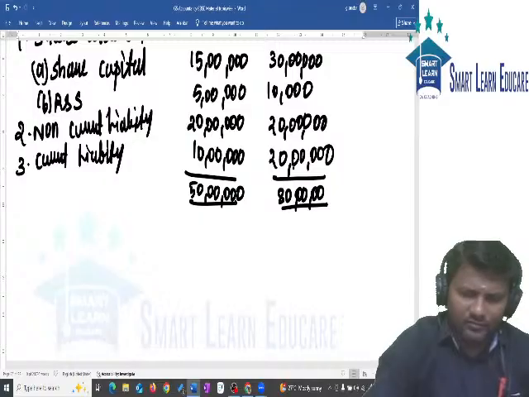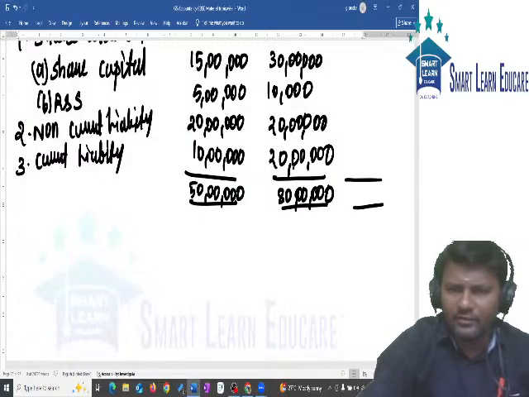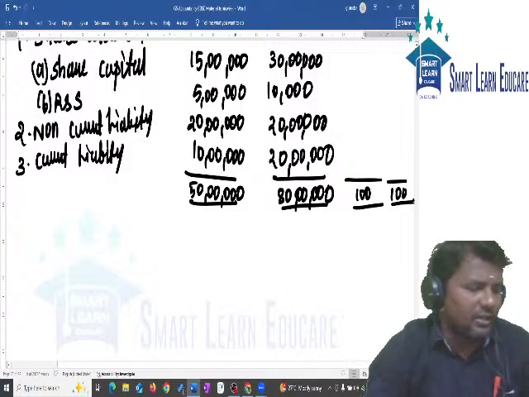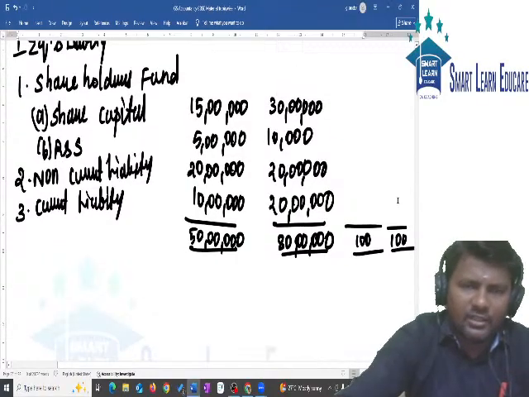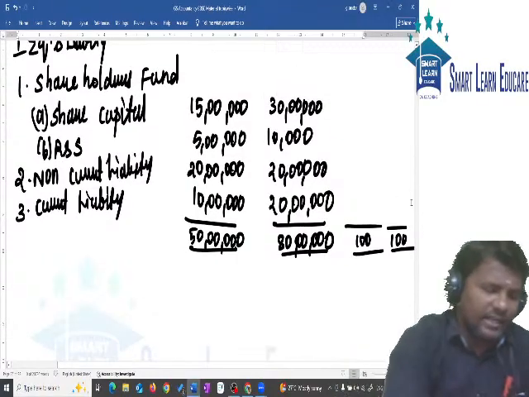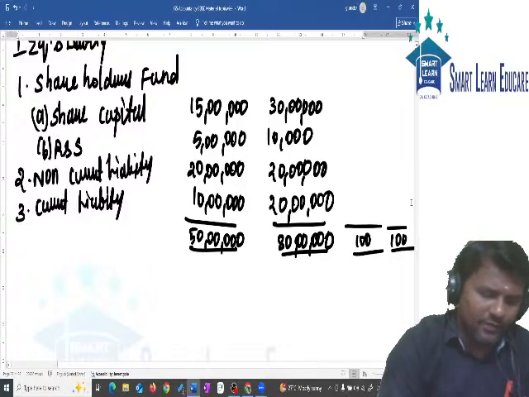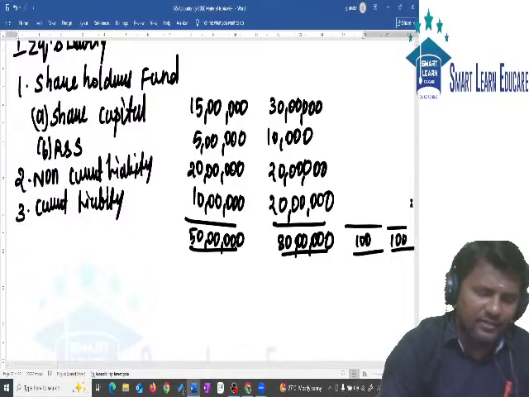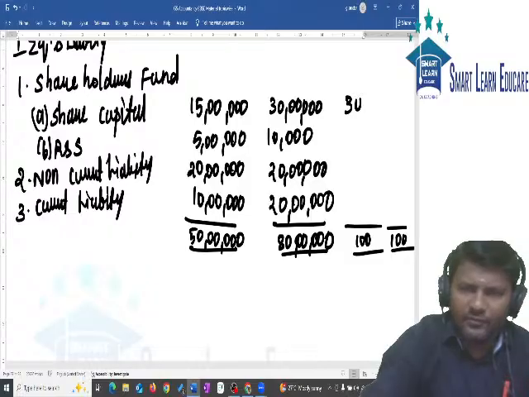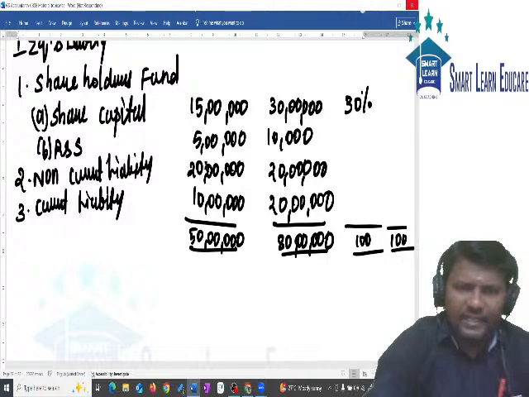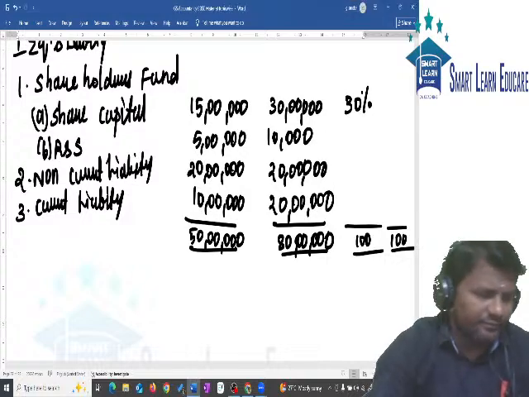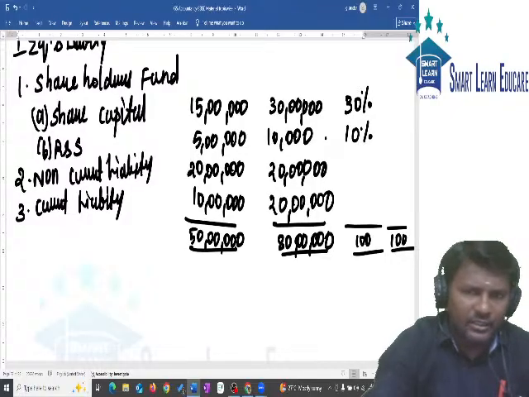That's all. This you are going to write it in terms of percentage. But this total is going to represent 100%. If total is going to represent 100%, what is the amount of share capital? How to find out? 15 lakh divided by 50 lakh will give you 30%. 5 lakh divided by 50 lakh will give you 10%.